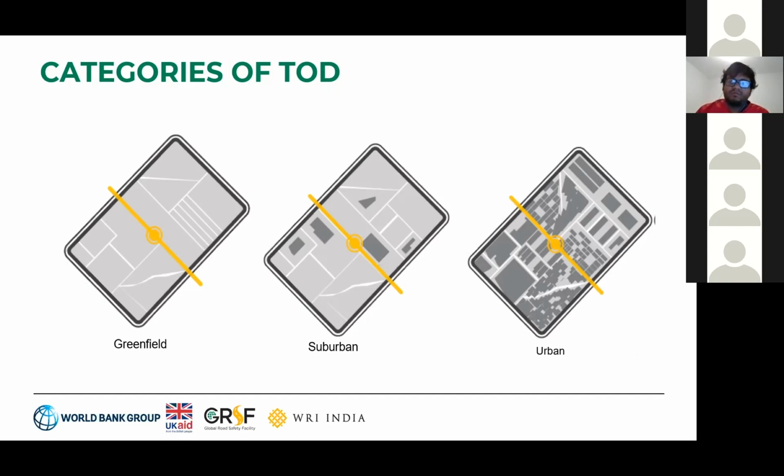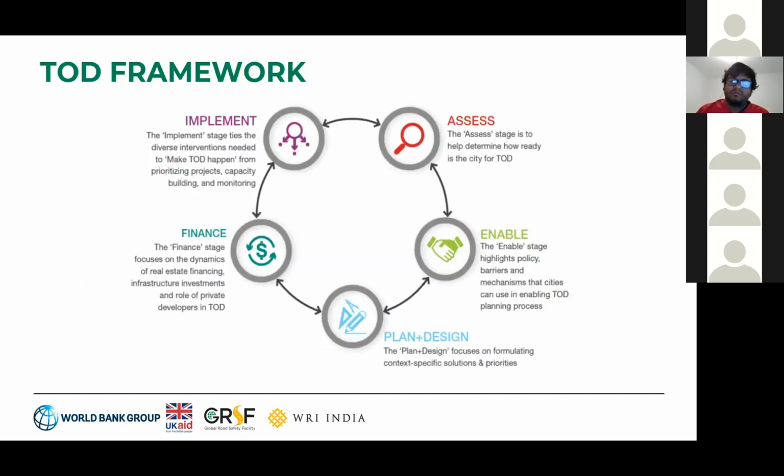To attain TOD for a given scale and a given category, keeping in view the discussed principles, it is suggested to adopt a 5-step process, also called the TOD framework. The TOD framework consists of 5 steps: assess, enable, plan and design, finance, and implement. This should not be considered a linear process, but rather a simultaneous, parallel, interlinked process.